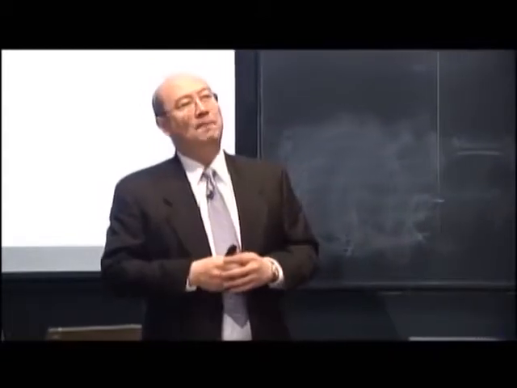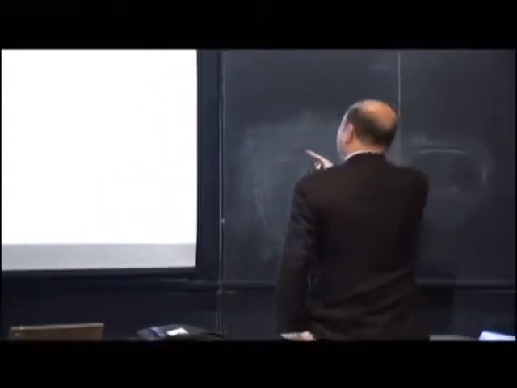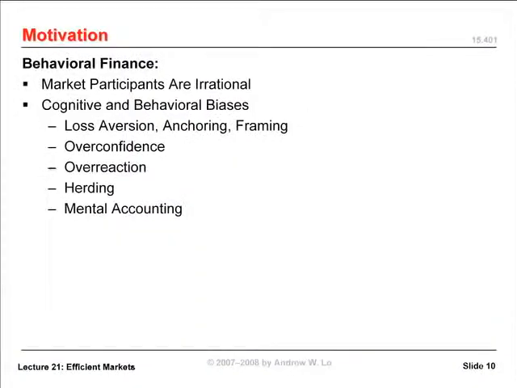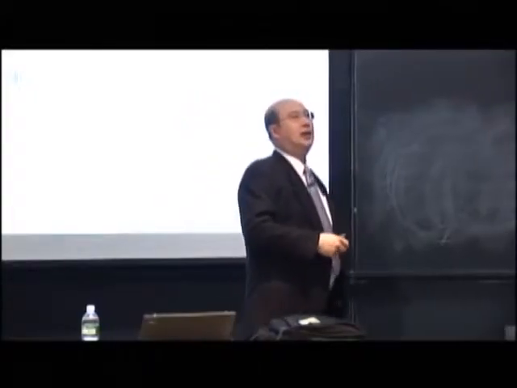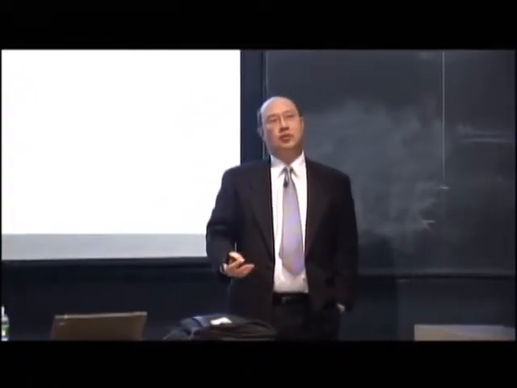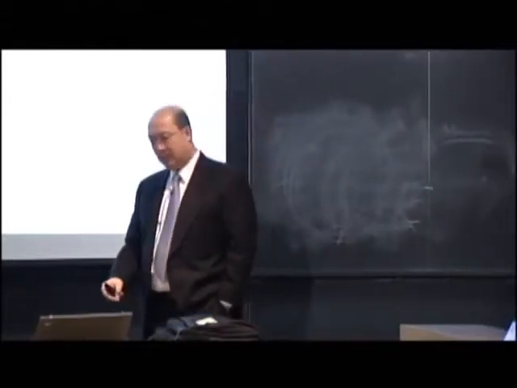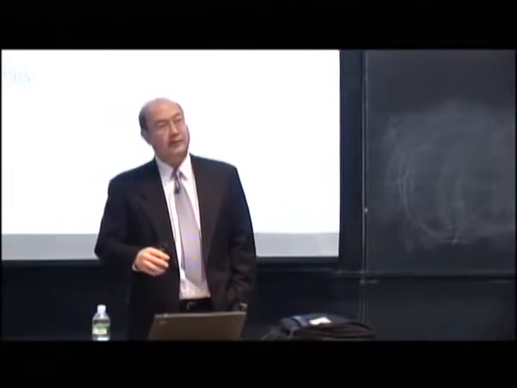All right. So let me tell you where we're going with this. Behavioral finance, the alternative to market efficiency, says that market participants are simply irrational. They don't make decisions the way that economists would presuppose that they do. In particular, they suffer from all sorts of biases. And they're listed here: loss aversion, anchoring, framing, overconfidence, overreaction, herding, mental accounting, and so on. And some of you, I think, may have come across these in some of the other courses that you've taken. If you ever take an experimental psychology course, you would actually see these kinds of examples in pretty intimate detail.